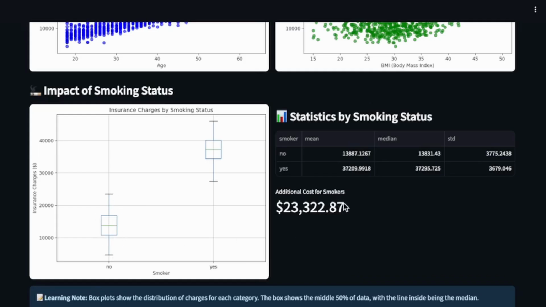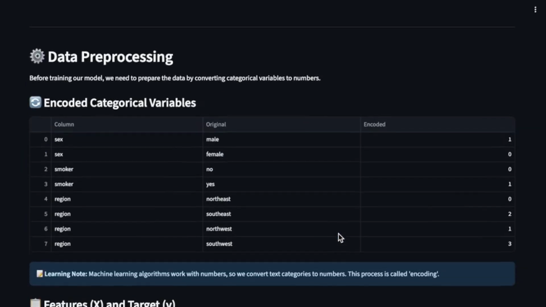And you can see, wow, an additional cost looks like 23,000. So that is really significant. Try not to smoke if you don't need to, because that can make a big difference.